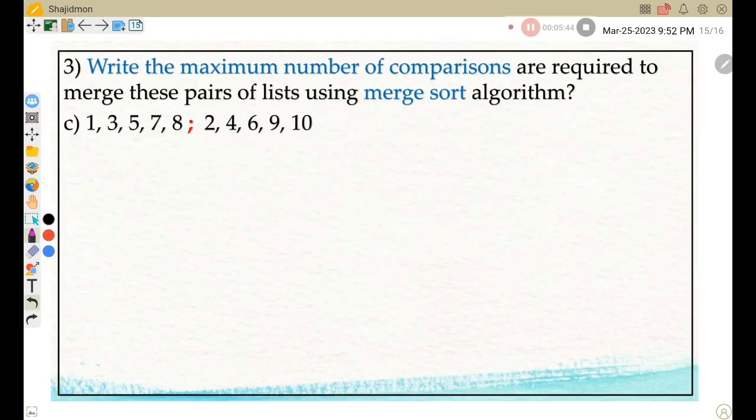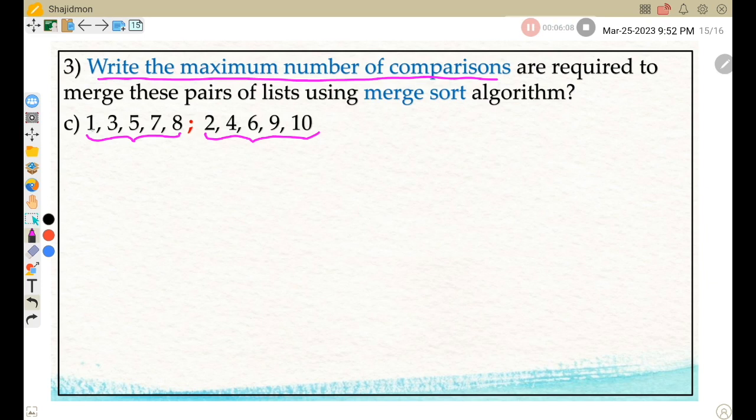Okay, now we have a question here. Question number 3. Write the maximum number of comparisons. Only we need to calculate the maximum number. No need to find the original number. Maximum number of comparisons required to merge this pair of lists using the merge sort algorithm. So you can see this is the first sorted list. This is the second sorted list.